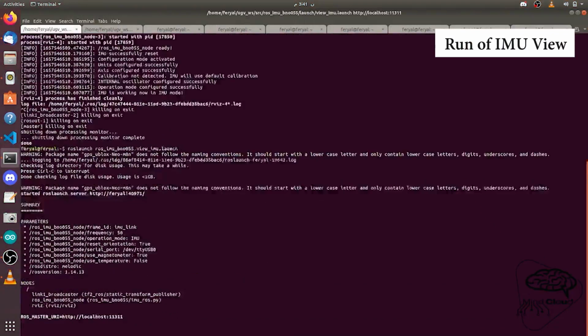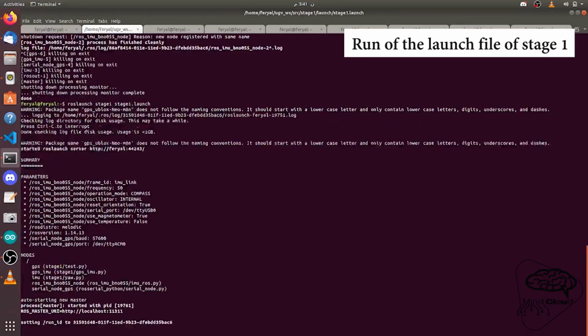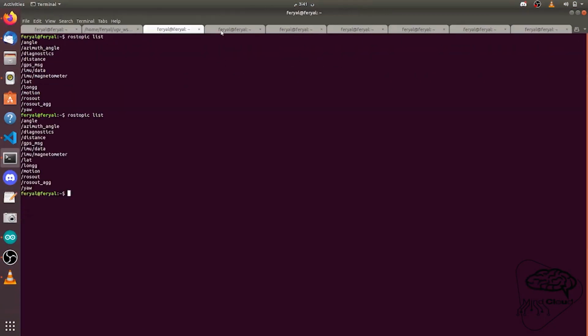I'm Tuka Muhammad and I'm going to talk about the navigation system. Our navigation system consists of 3 stages. In the first stage, we use GPS to get the rover's longitude and latitude. Then we calculate the distance between the rover and the waypoint.